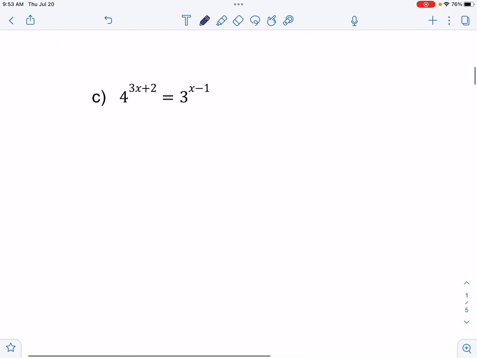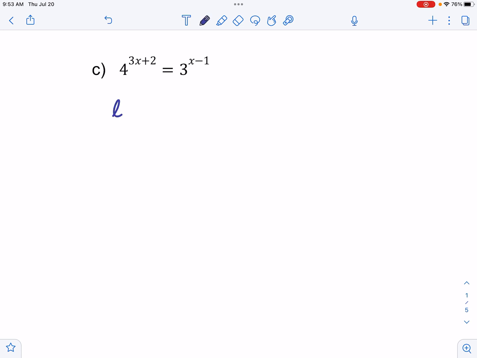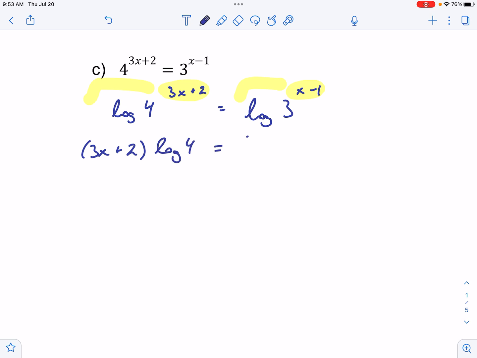Okay, a bit more of a complicated problem here. 4 to the power of 3x plus 2 is equal to 3 to the power of x minus 1. Clearly, they don't have the same base, a 4 and a 3, so we take a log. Log of 4 to the power of 3x plus 2 is equal to log 3 to the power of x minus 1. I bring those exponents out front, making it a whole lot easier. 3x plus 2 times log 4 is equal to x minus 1 times log of 3.